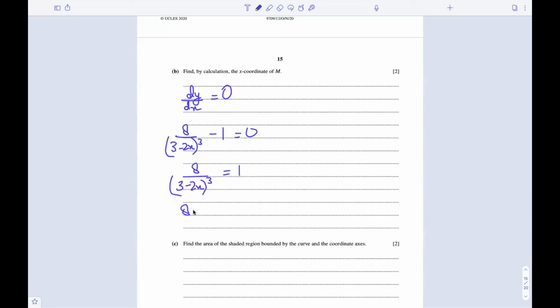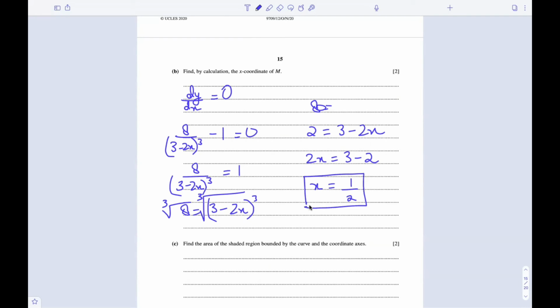Simplifying, we get 8 equals (3 minus 2x) to the power 3. Taking the cube root on both sides, we get 2 equals 3 minus 2x. So we can bring the 2x on this side, and this will become 3 minus 2. So x would become 1 upon 2. So this is the x coordinate of M.